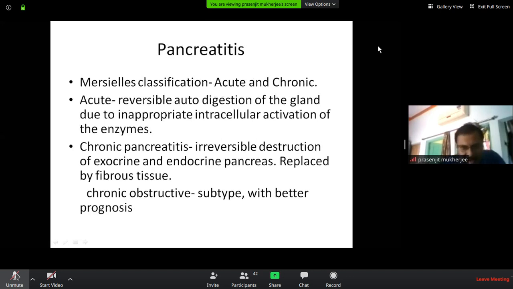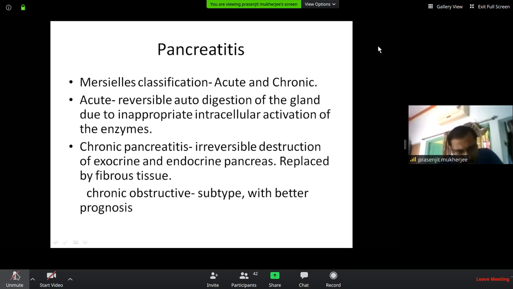Now come to pancreatitis. There are different classifications, of which the most common classification we use is the Marseille classification. That is acute pancreatitis and chronic pancreatitis. These are two distinct variations, though sometimes there is overlap. Always remember, acute pancreatitis is reversible, whereas chronic pancreatitis is irreversible.